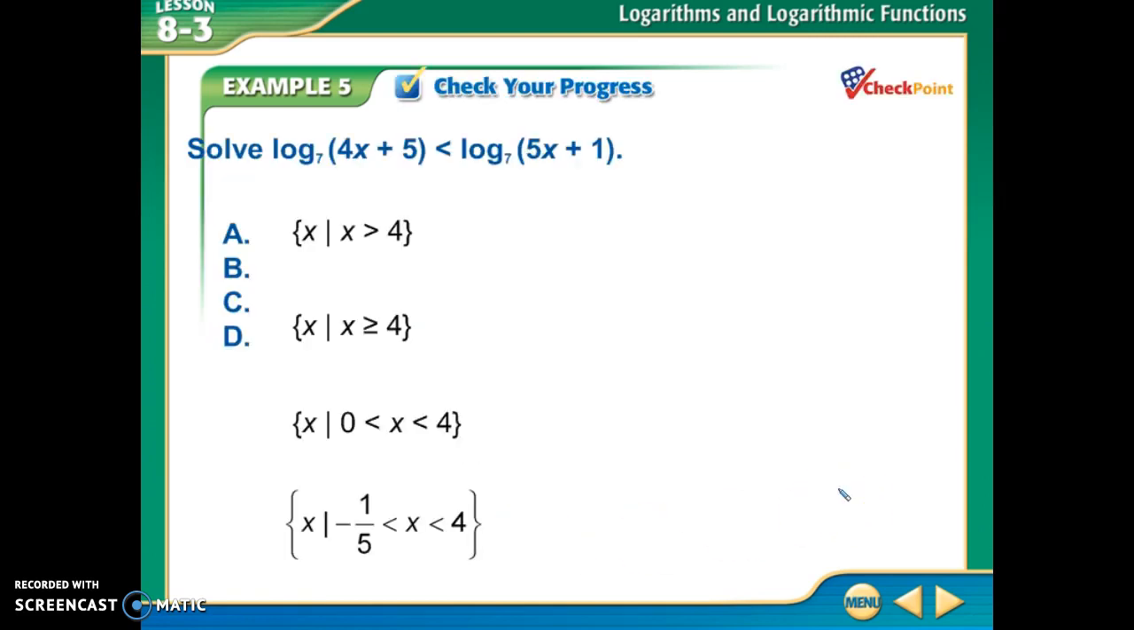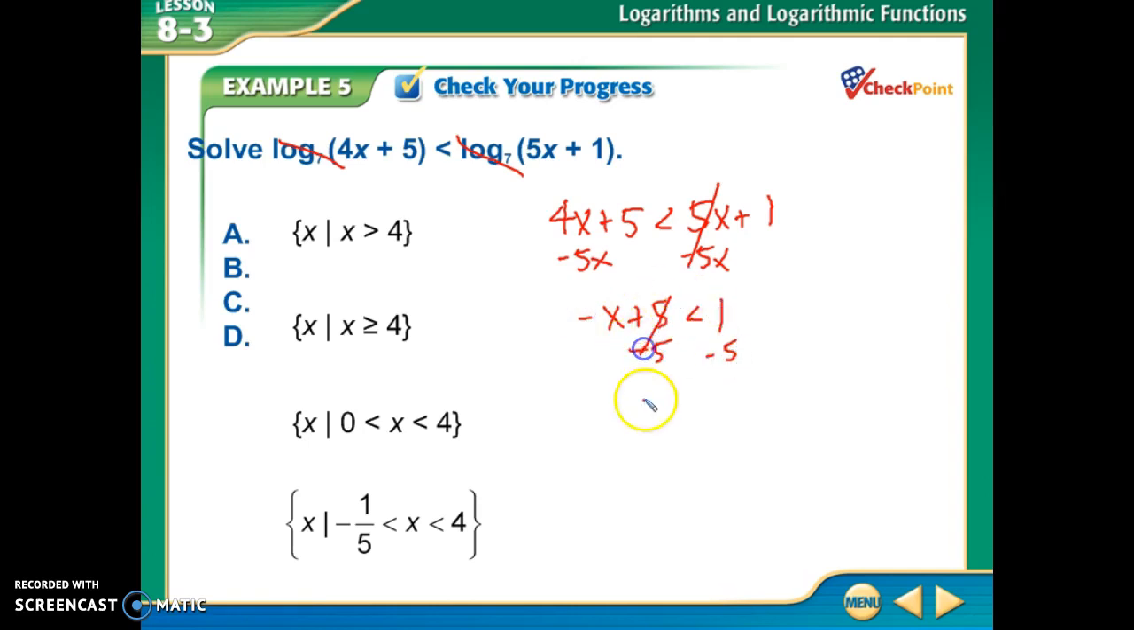So for example, we've got log base 7, log base 7, so they can cancel out, and I'm left with 4x plus 5 is less than 5x plus 1. Solve for x, I can subtract the 4x over, so I get negative x plus 5 is less than 1. Subtract the 5, negative x is less than negative 4, divide by negative 1. That should be setting off an alarm. I'm dividing by a negative, so I've got to switch my sign. So then we get x is greater than 4.